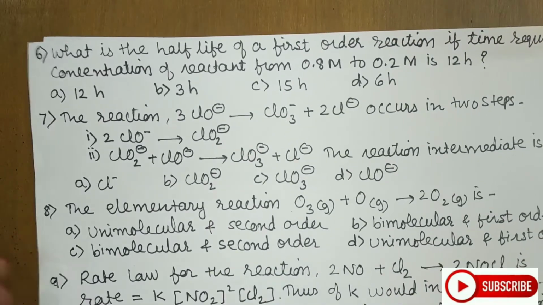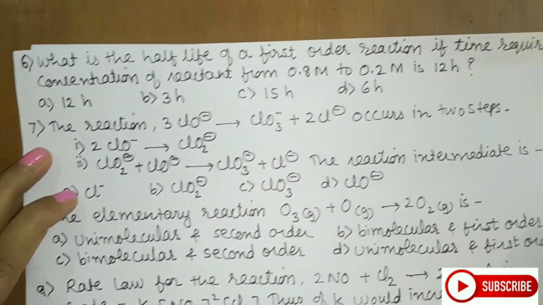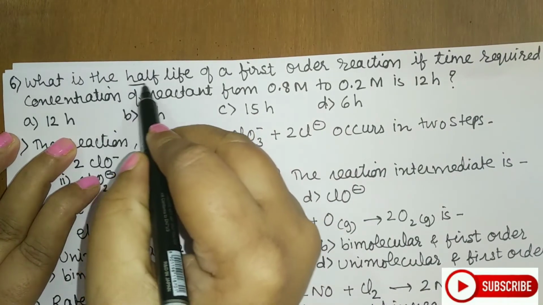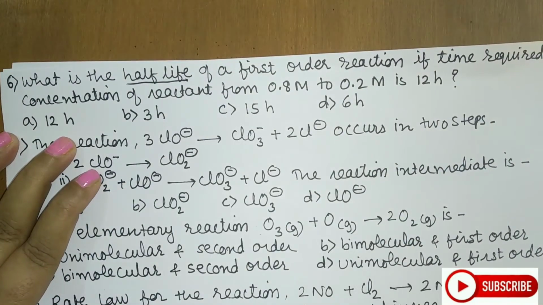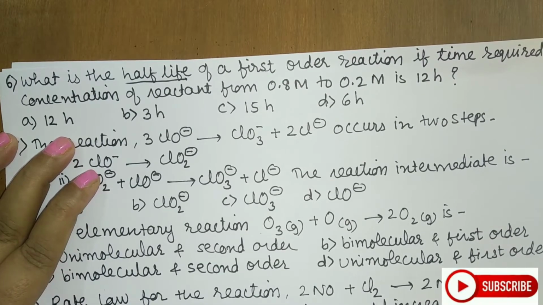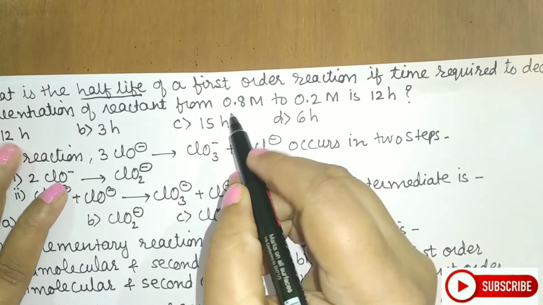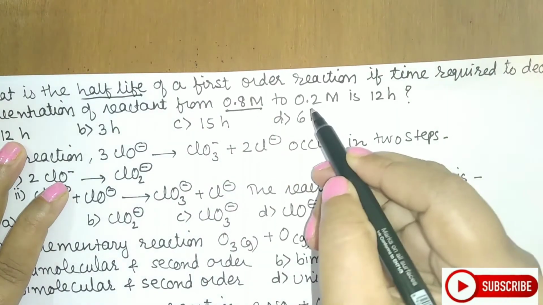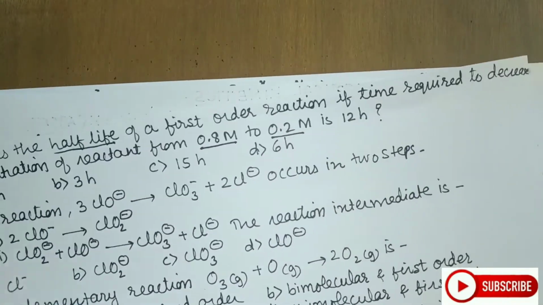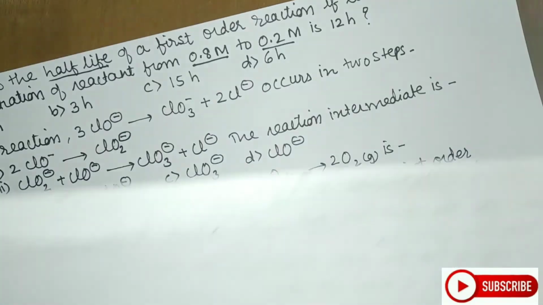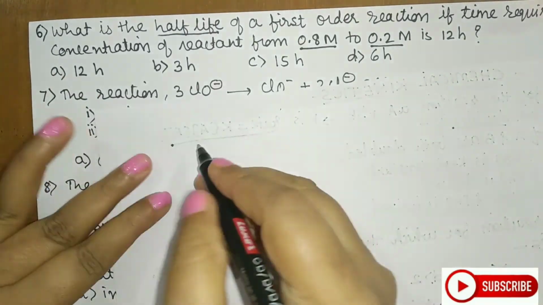Let us see the next question. What is the half-life of a first order reaction? Now what is half-life, student? Half-life is the time taken by any concentration of the substance to become exactly half of its initial. Now they say that the concentration has decreased from 0.8 molar to 0.2 molar. Let us see what actually happens when a particular substance becomes half.